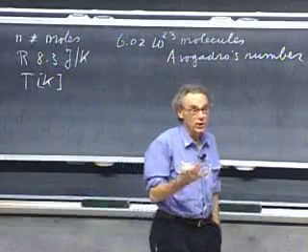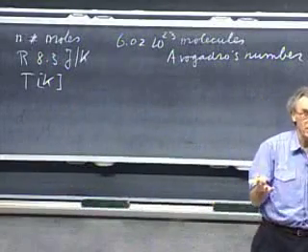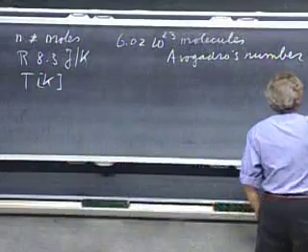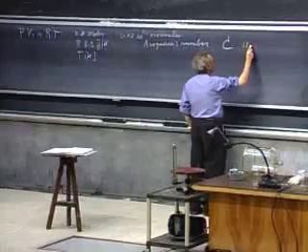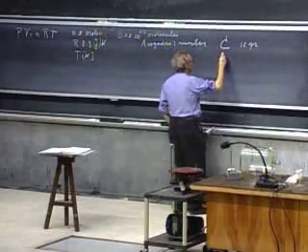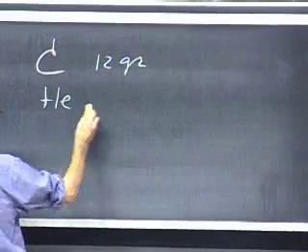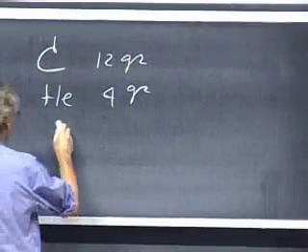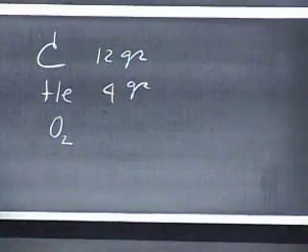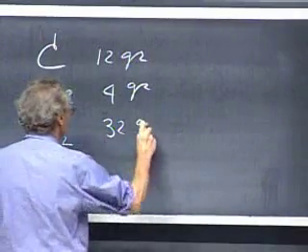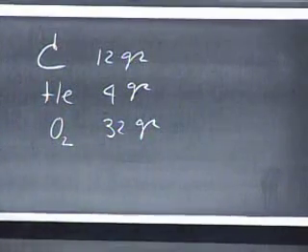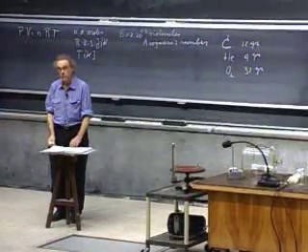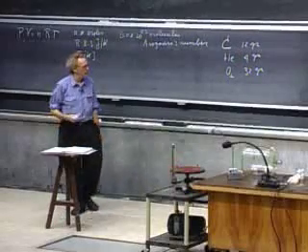Now each of these substances have very different masses. If I take, for instance, carbon, then 1 mole of carbon would weigh very close to 12 grams. If I take helium, 1 mole of helium would weigh very close to 4 grams. And if I took oxygen, O2, then 1 mole would be very close to 32 grams. So the masses are very different in a mole, but not the number of molecules or the number of atoms.